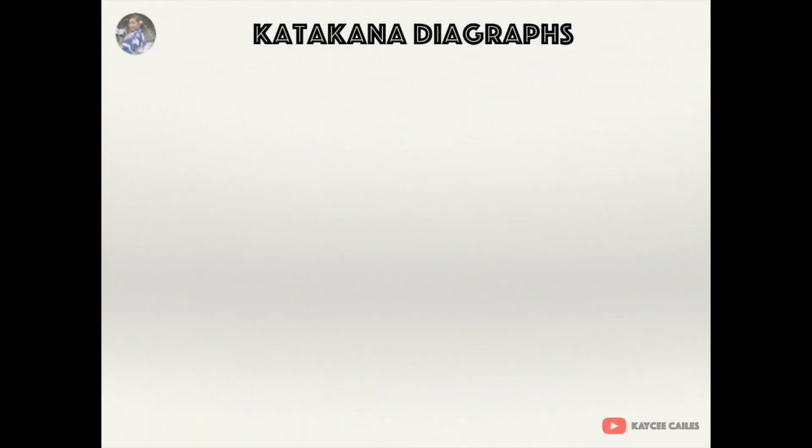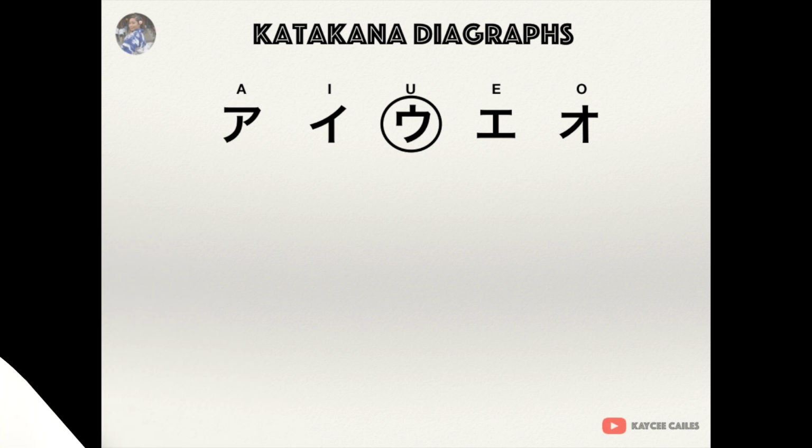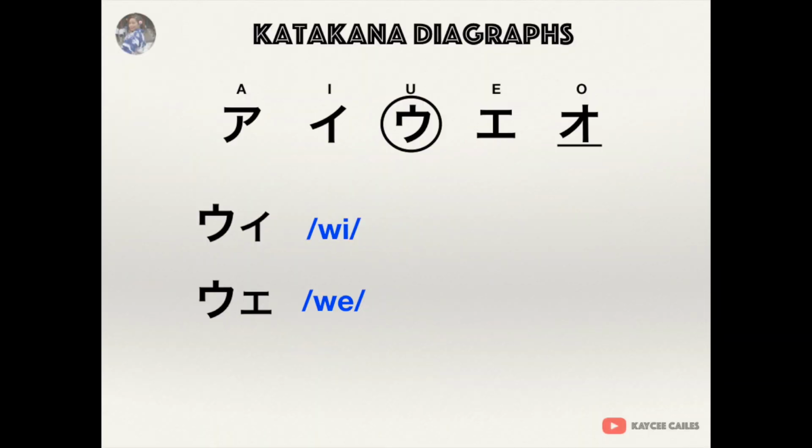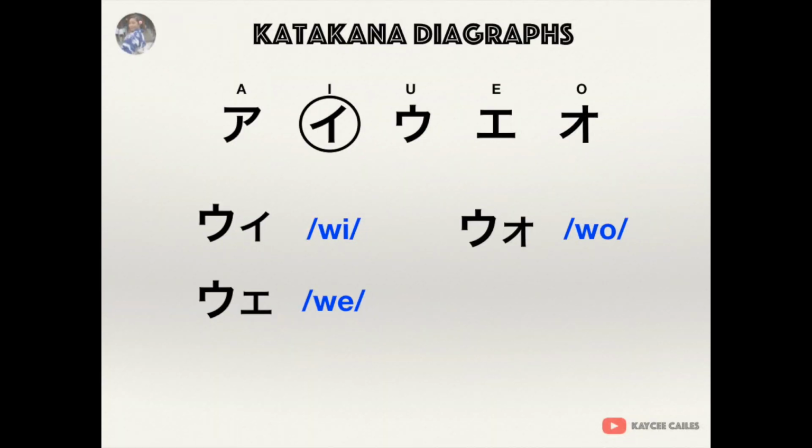So first, let's start with a, i, u, e, o. U and i produce the sound wi. U and e will produce the sound we. And then for u and o, it is wo. However, for i and e, it is ye.